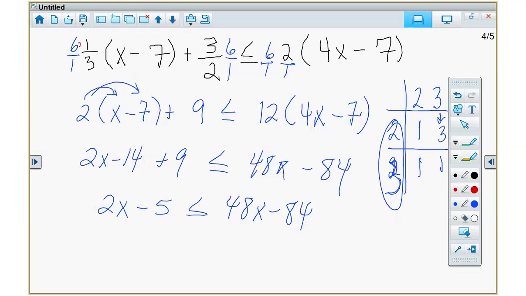Okay, in the first, it says 1/3 x minus 7 plus 3 over 2. What if there wasn't a fraction? What would you find the common denominator? Well, if this was a 6, let's say, it'd be 6 over 1.